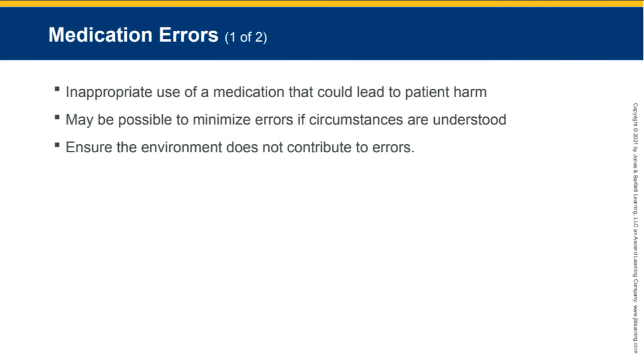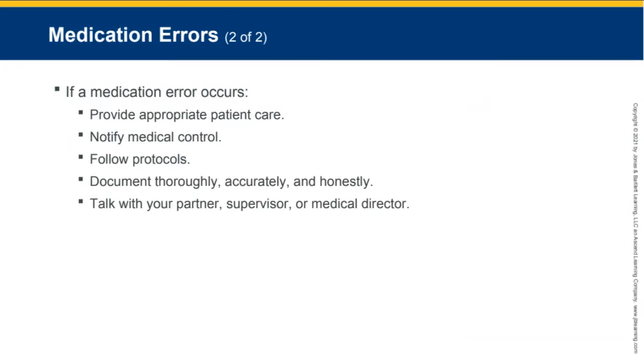Also, consider using a cheat sheet. That could help you to remember all the crucial steps that you need to follow whenever you are administering a medication. If a medication error should happen though, then you need to rapidly provide any appropriate patient care that is required, notify medical control as quickly as possible, follow your local protocols, and document the incident thoroughly, accurately, and honestly.